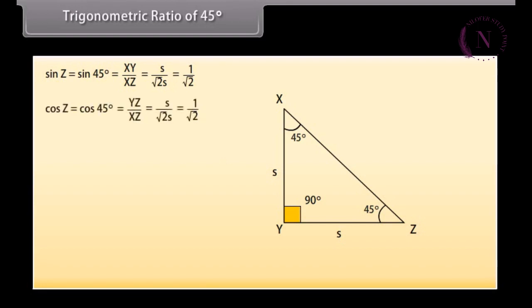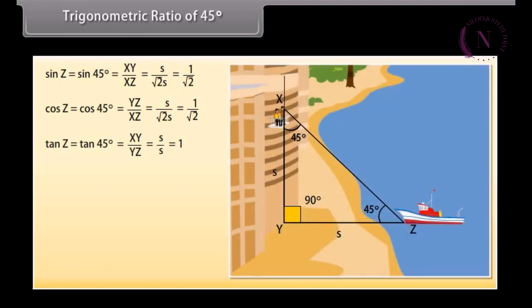Cos Z is equal to cos 45 degree, which equals YZ upon XZ is equal to s upon square root 2 s, which is equal to 1 upon square root 2. Tan Z is equal to tan 45 degree, which equals XY upon YZ, which equals s upon s, which is equal to 1. Recall the discussion of Vedika and Anvesha at the beginning of the lesson.